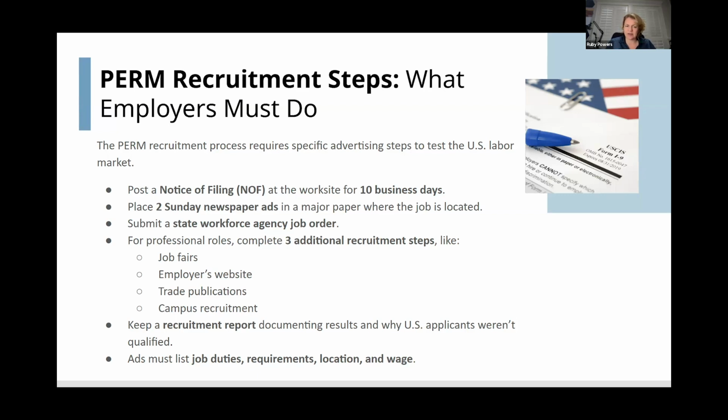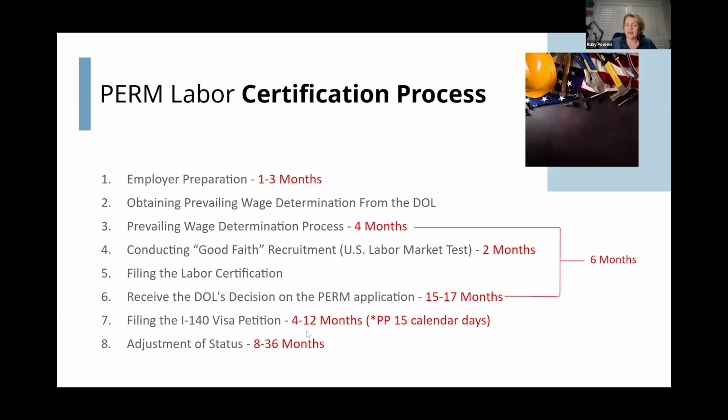publications, or campus recruitment. Now, keep a recruitment record documenting the results and why the U.S. applicants were not qualified, if that is the case. And the ads must list the job duties, requirements, location, and wage. Now, here's some idea of what the processing times could be.